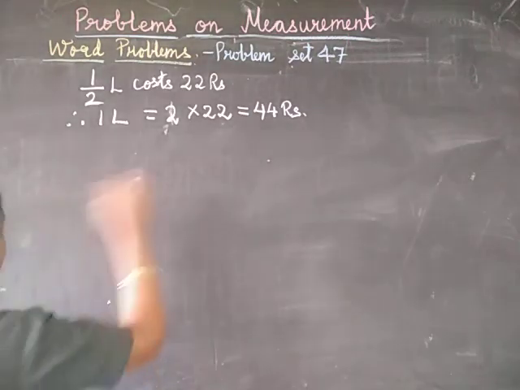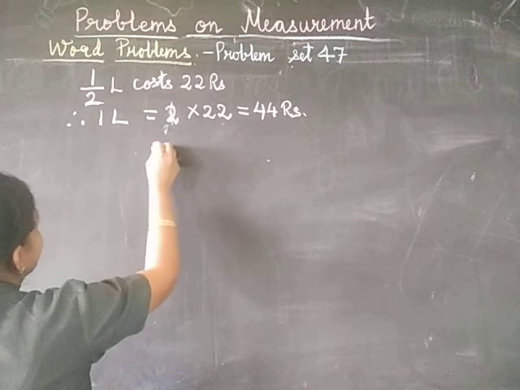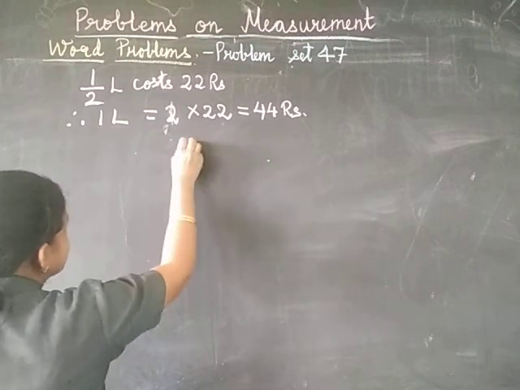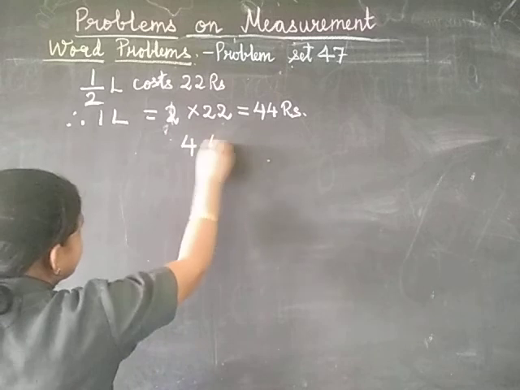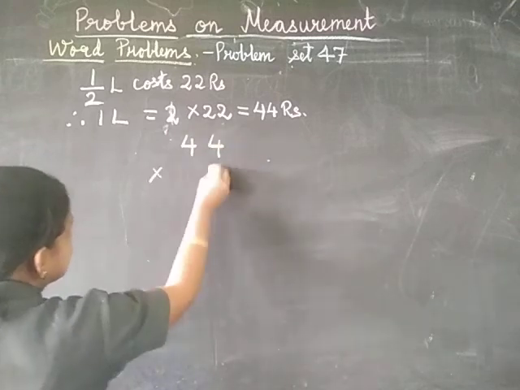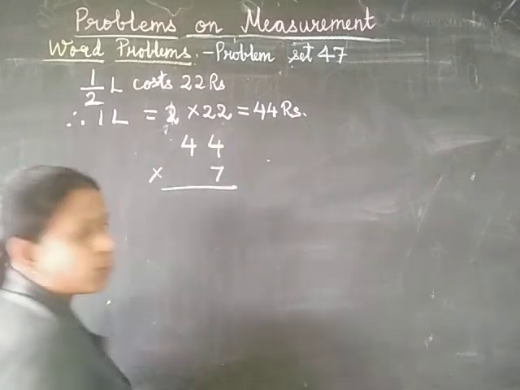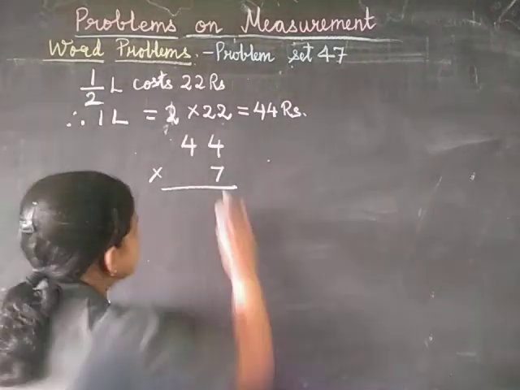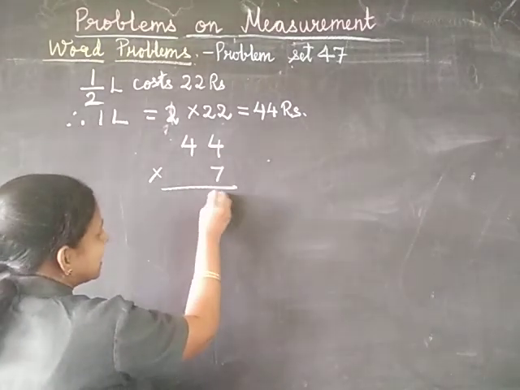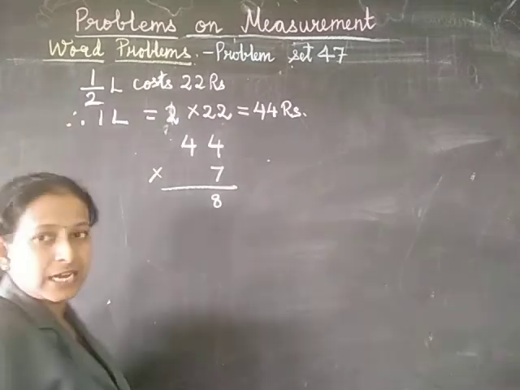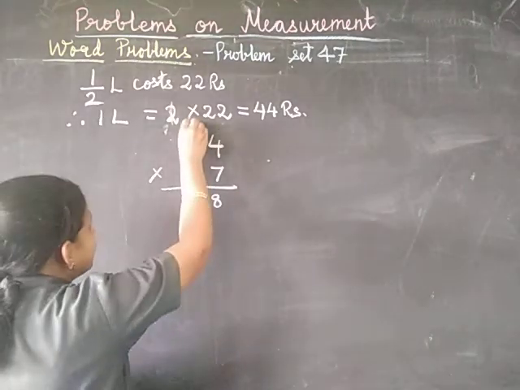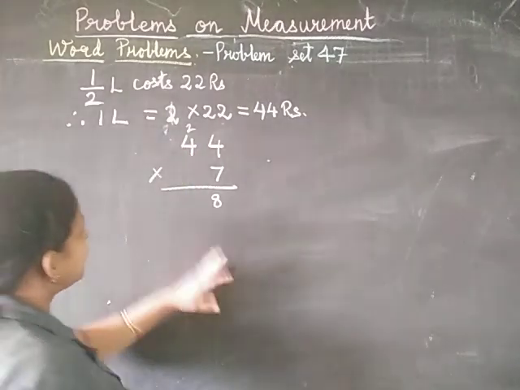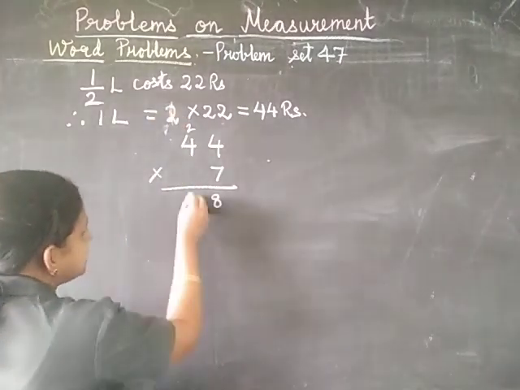So what will we do now? We will write here 44 rupees, and 7 liters we have to find out. So 44 rupees we will multiply with 7 liters. Let's see how much the rupees comes to. So 7 fours are 28. Correct? Carry 2 here. Again, 7 fours are 28, 28 plus 2 becomes 30.